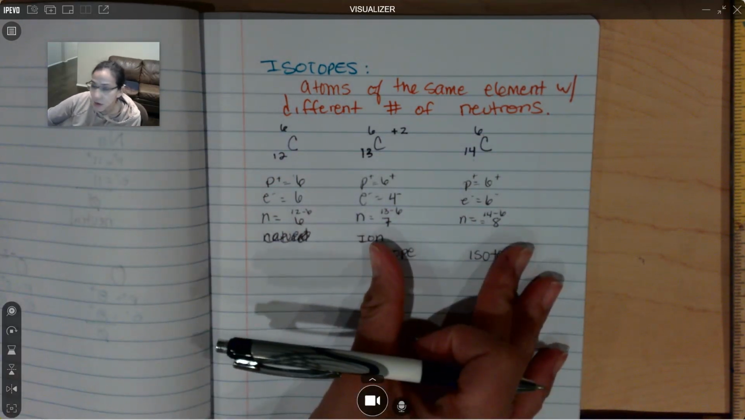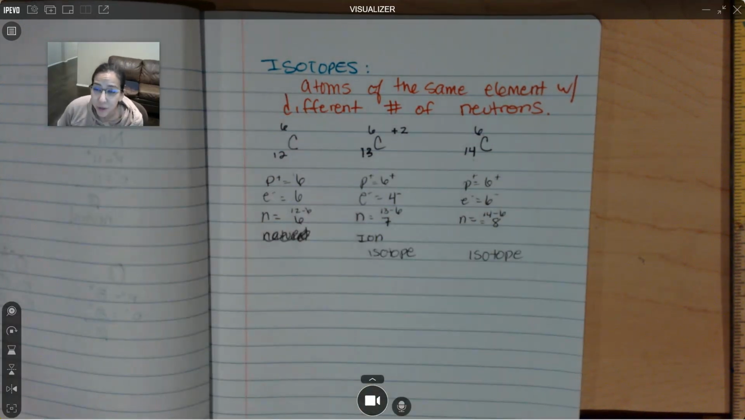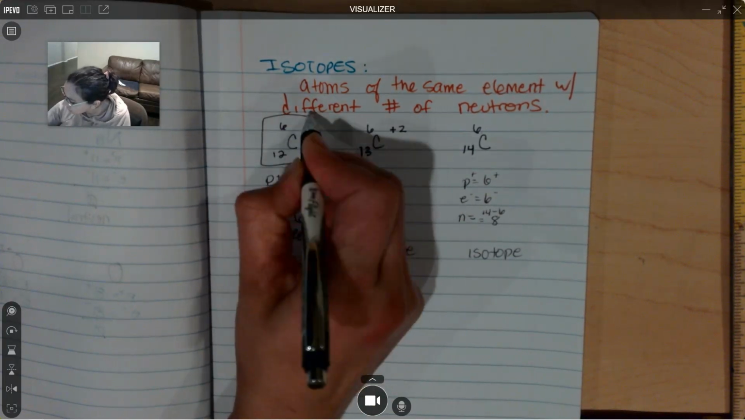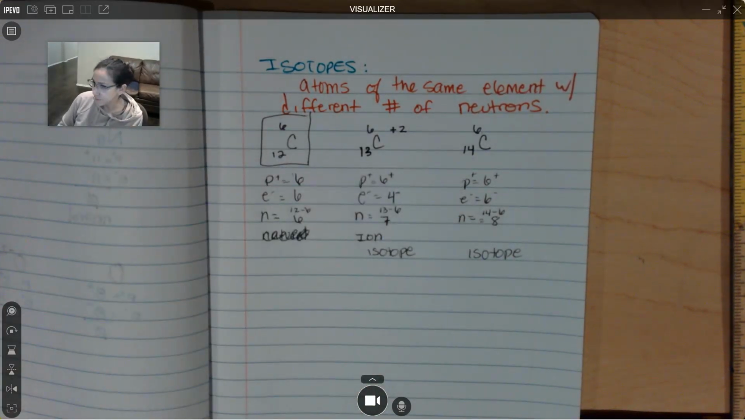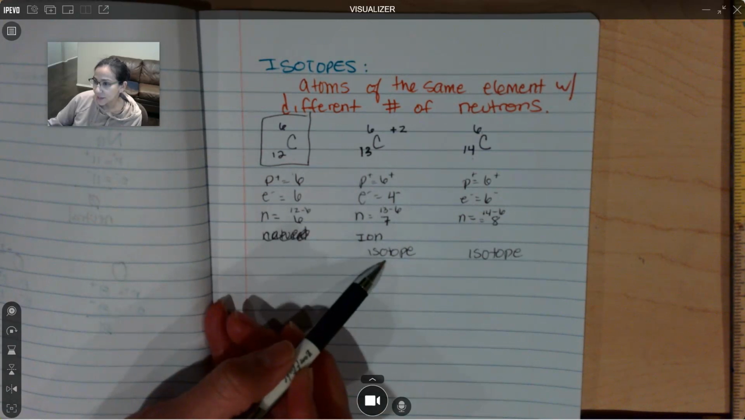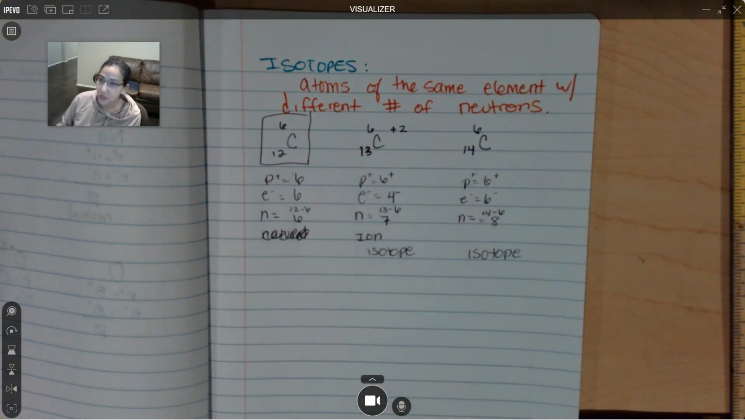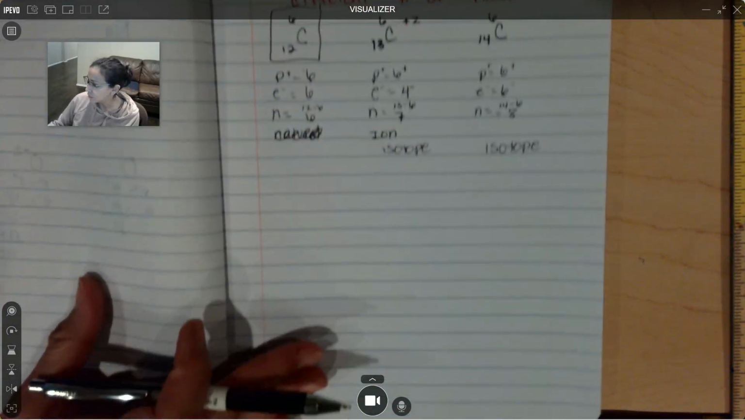These two are not the natural form. How do you know? You look at the periodic table, right? And the periodic table gives you the mass number, and from the mass number, you're figuring out which one is most abundant. Right? And this is how you see carbon on the periodic table. Okay, so ion and isotope, and then this one is just an isotope. So you just changed the number of neutrons.